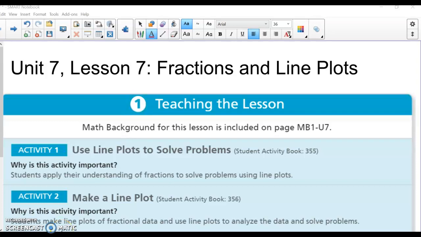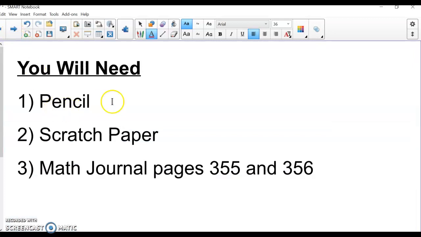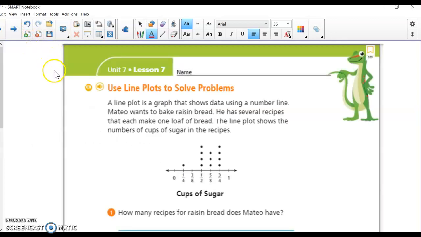So today we are in Unit 7, still on Lesson 7. Today's lesson is going to cover fractions and line plots. The first thing we'll do is read a line plot. The second thing you'll do is create your own line plot and answer some questions about it. So you'll need a pencil. You might need scratch paper today, and then you will need math journal pages 355 and 356. This is going to be a pretty short lesson today, so let's get to work right away, and then we'll move on to your next steps.